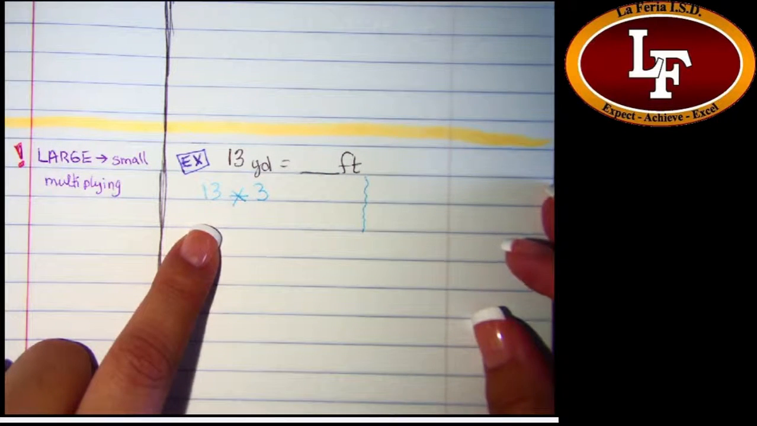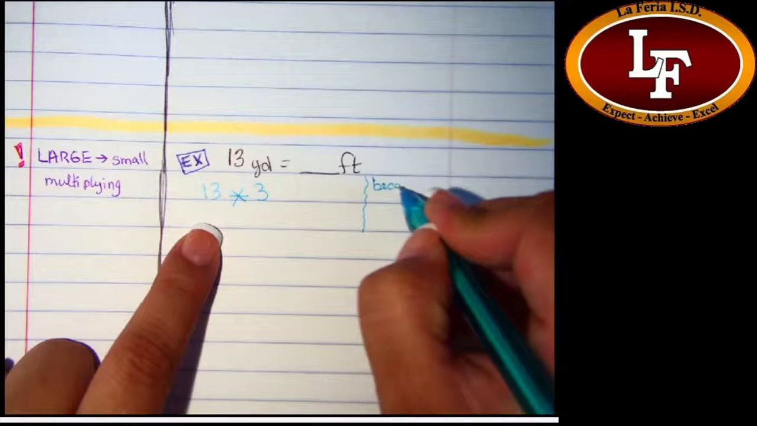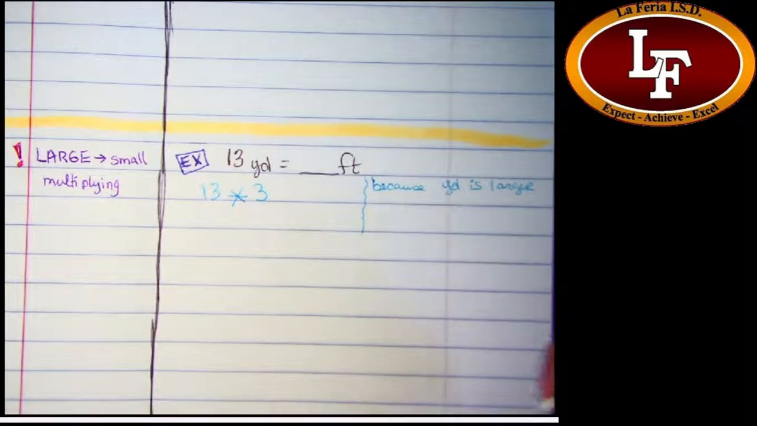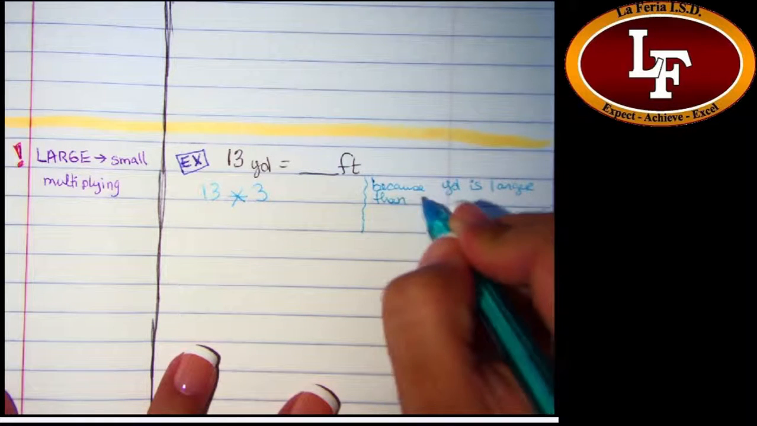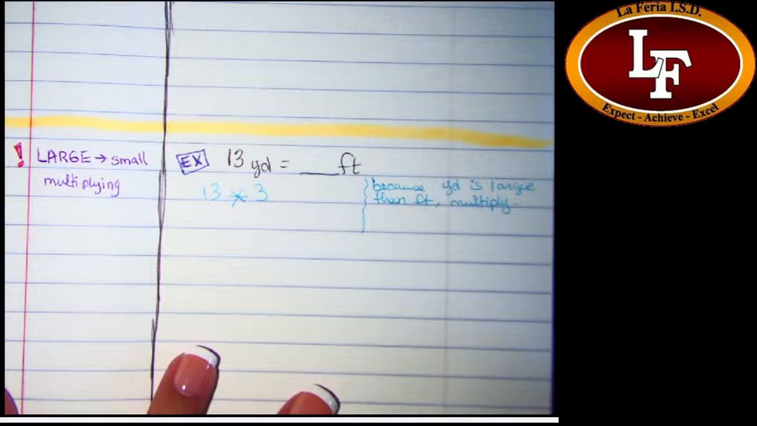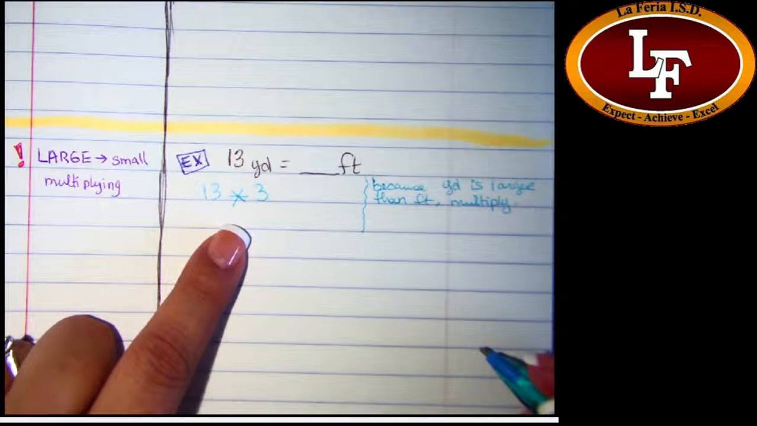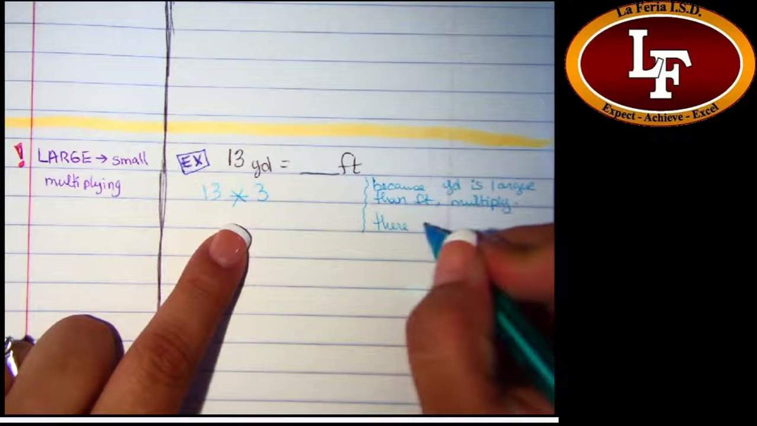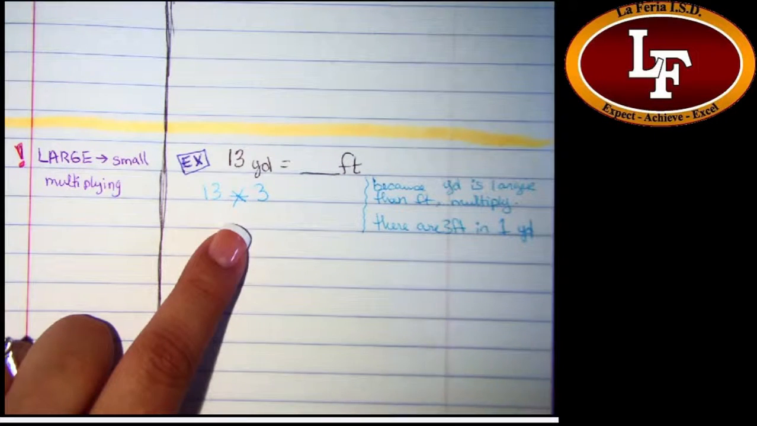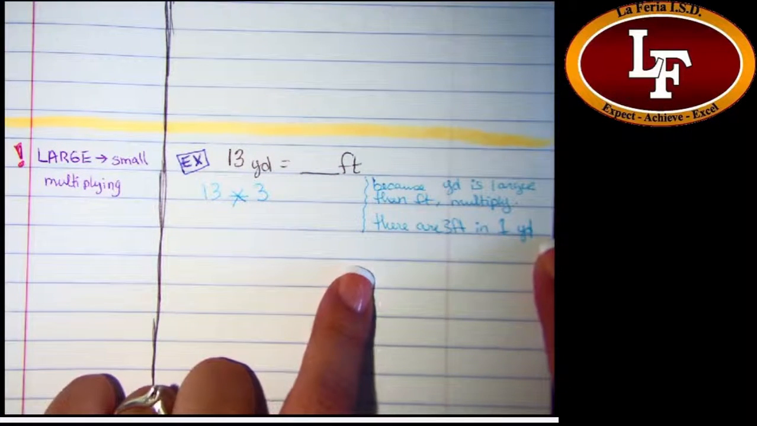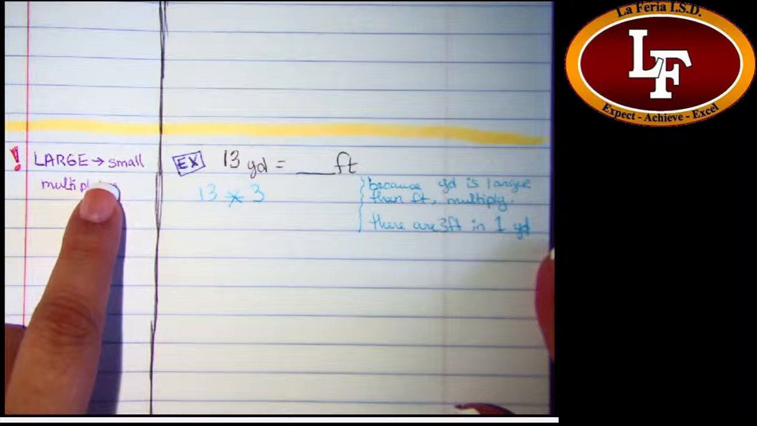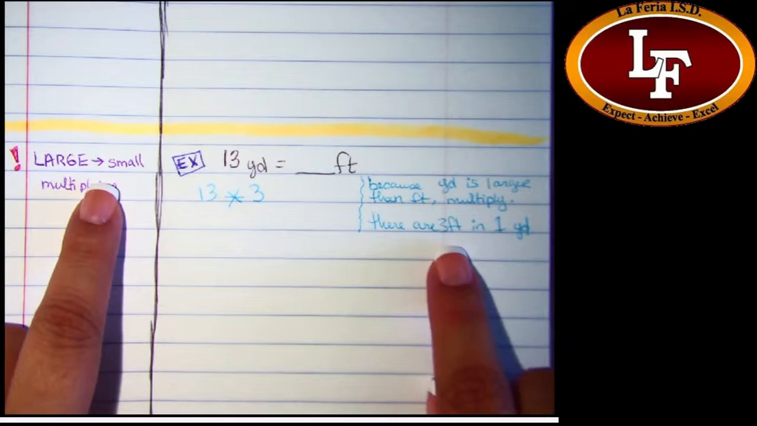Our justification is because yard, cut the side conversation please, is larger than feet, multiply. And now we need to state why we're multiplying by 3. There are 3 feet in 1 yard. This is a complete full justification using the idea that we're going from a large unit of length measure to a smaller unit of length measure, and why we chose the number that we chose.